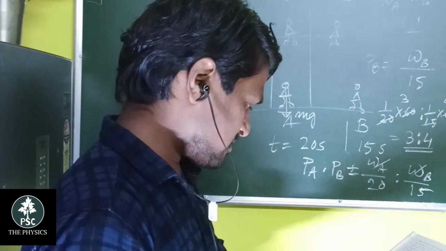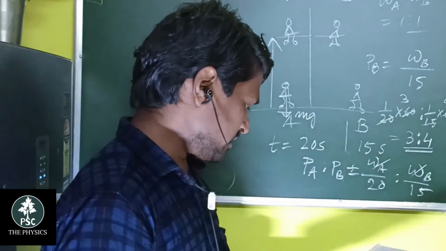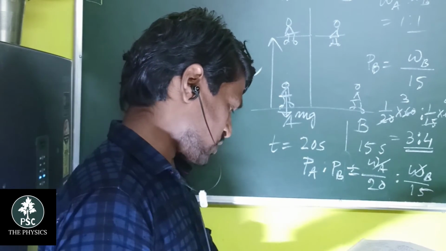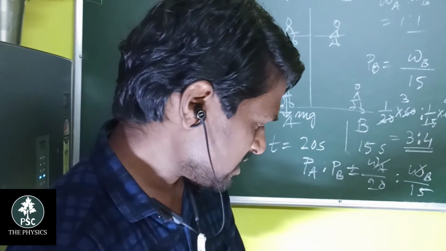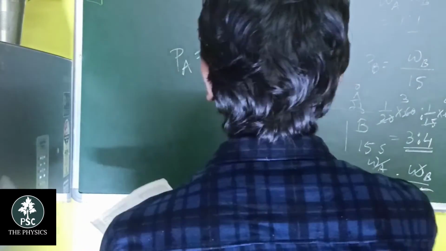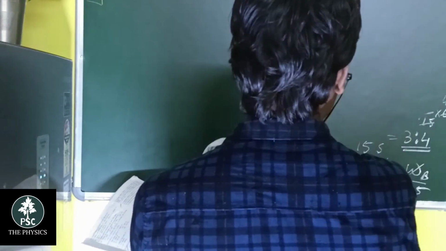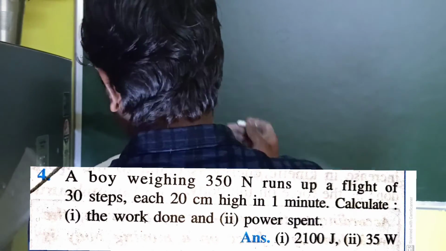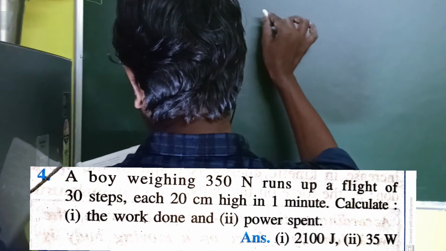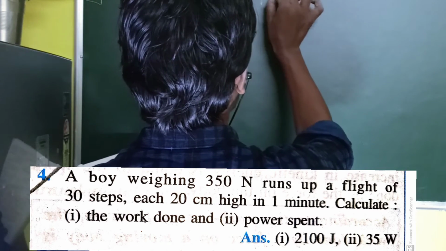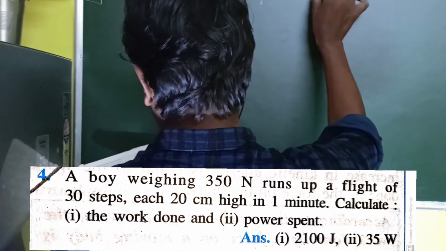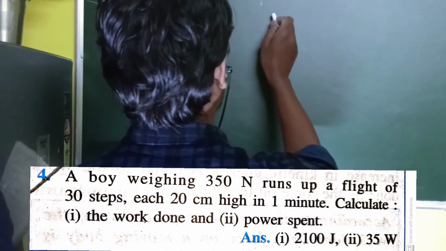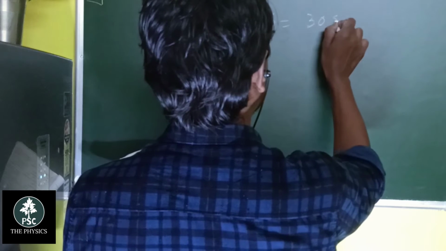And students, write down the next one. A boy weighing 350 Newton runs up a flight of 30 steps, each 20 centimeter high, in 1 minute. It is also a very simple one. So this is question number 4. A boy weighing 350 Newton, so the force is given, that is 350 Newton, and runs up a flight of 30 steps. So the displacement is 30 steps.